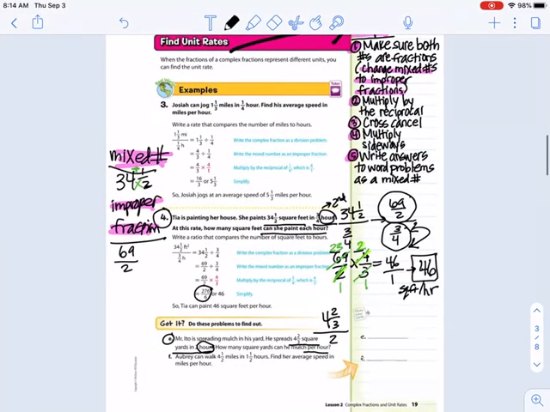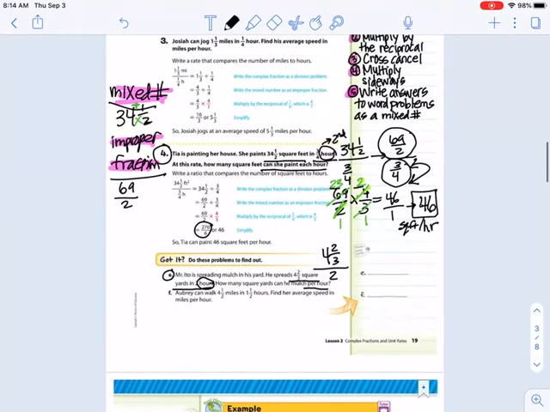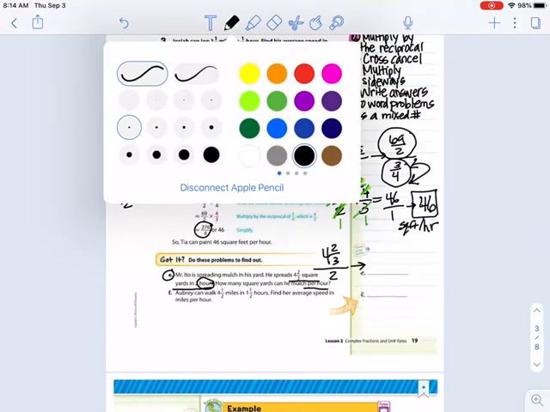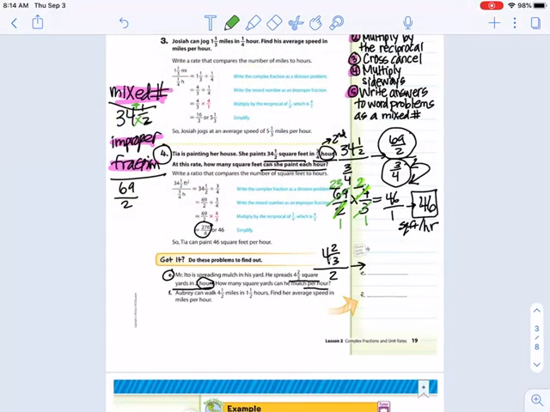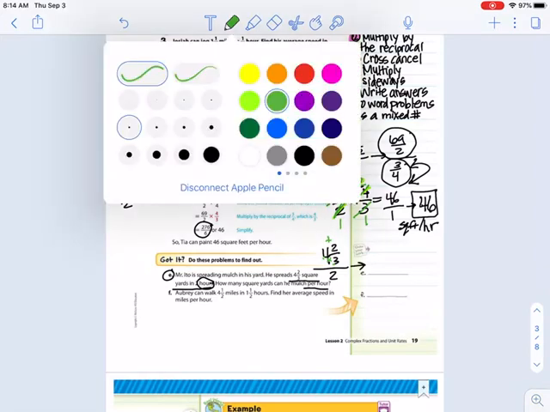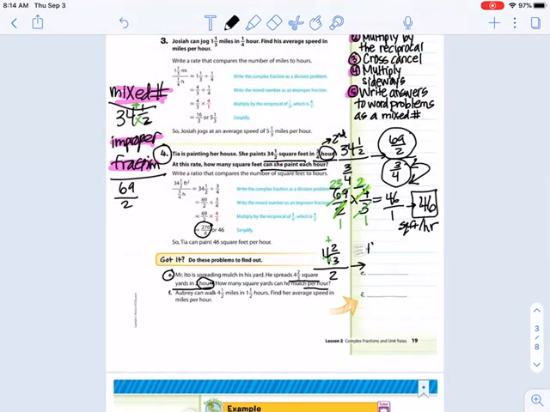So my first step is make sure that both of my numbers are fractions. And in this case, they're not. So 4 2/3, I need to change that to an improper fraction. So to do this, I'm going to multiply and then add. So 3 times 4 is 12. 12 plus 2 is 14. So this is going to become 14 over, and whatever your denominator was, that's going to stay the same. So 4 2/3 is equivalent to 14/3.